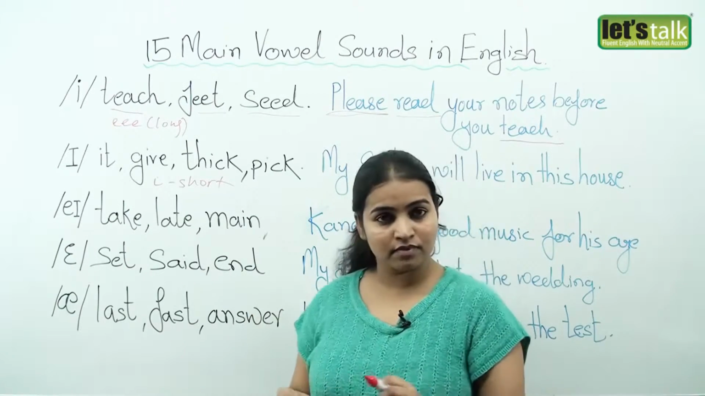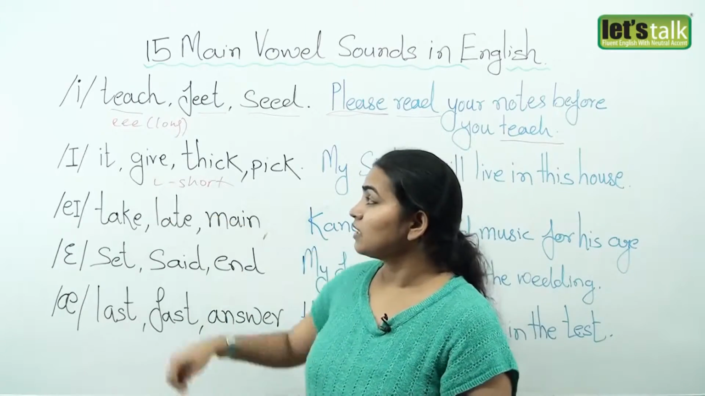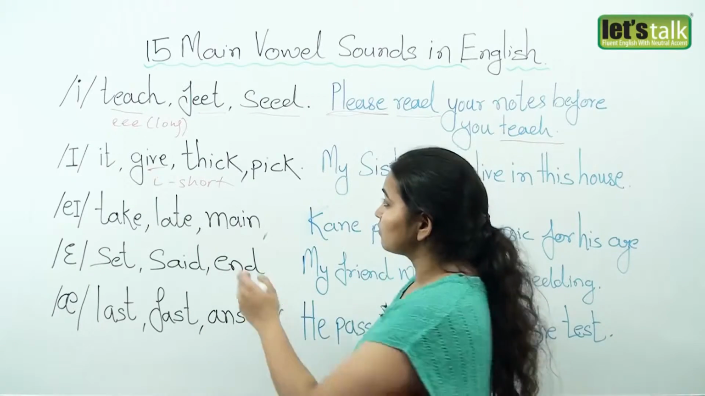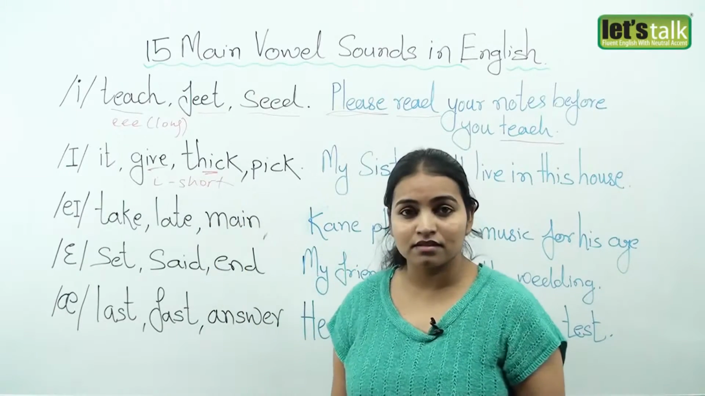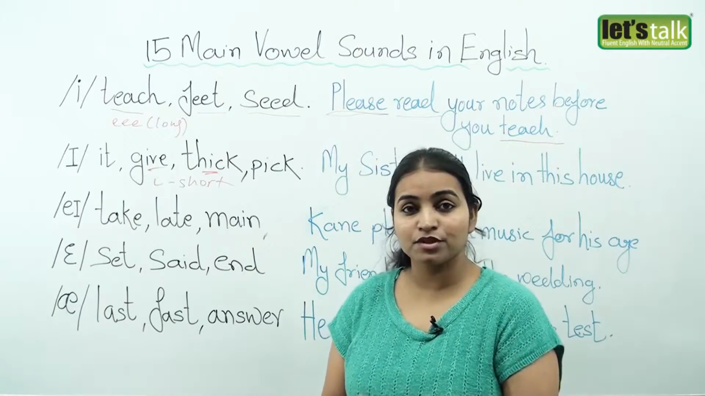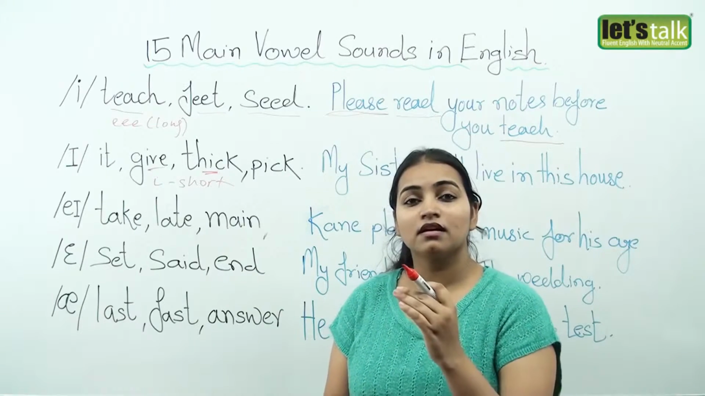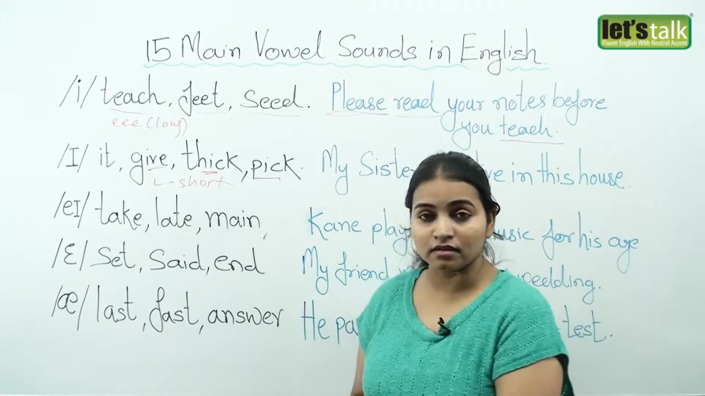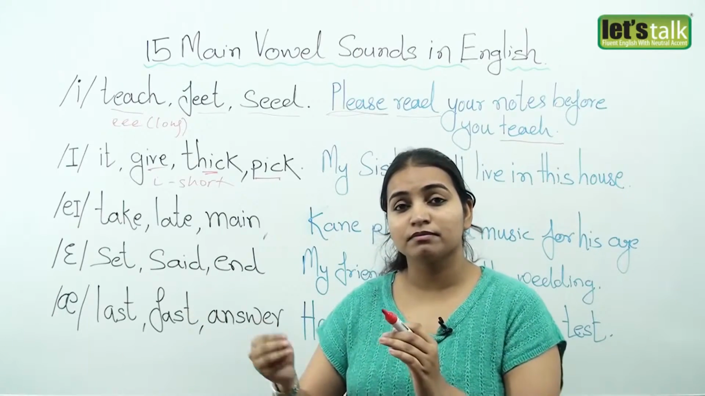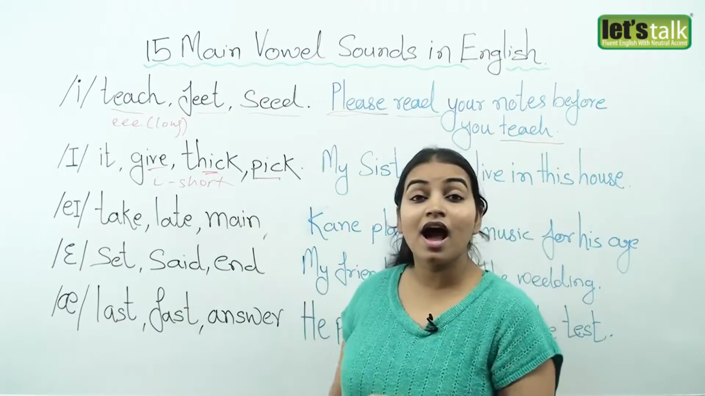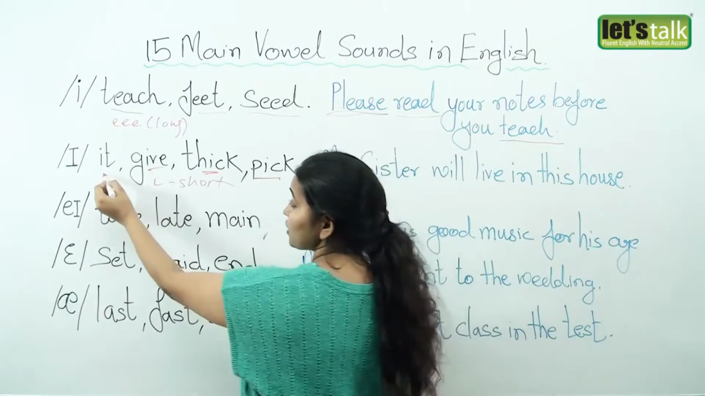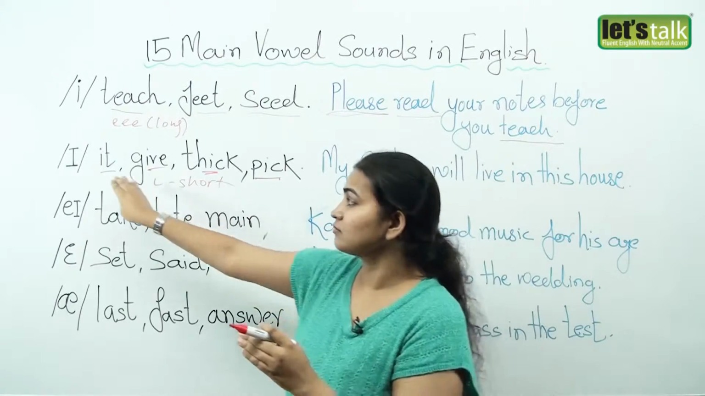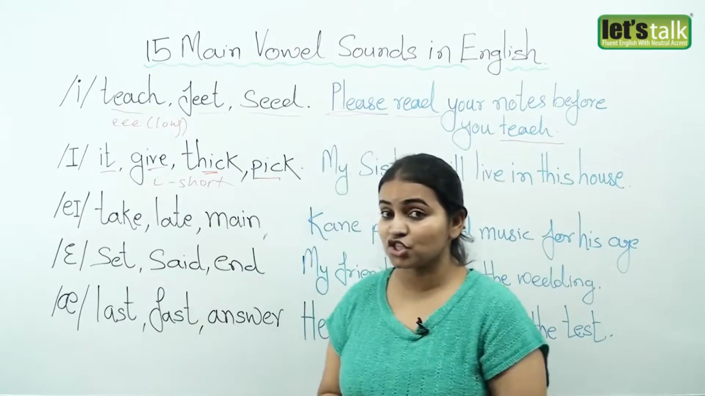I've got an it. It's a short sound. It's not a give. It is a give. A short I sound. This is not thick. This is thick. Can we do thick? A short I sound. Okay? And you have a pick. You don't have a peak. You have a pick. A short I sound. So it is very important to identify the short I sound with this symbol when you read the dictionary.